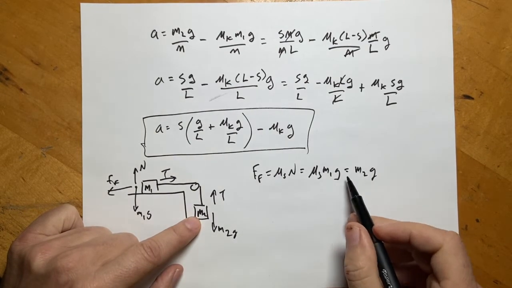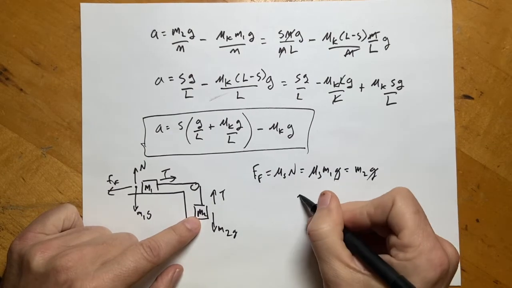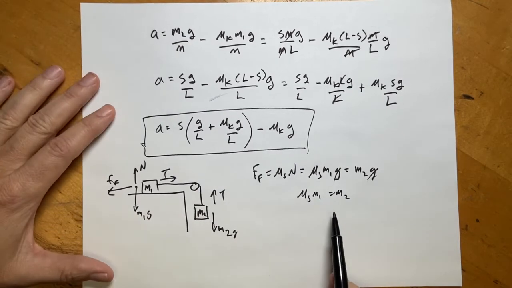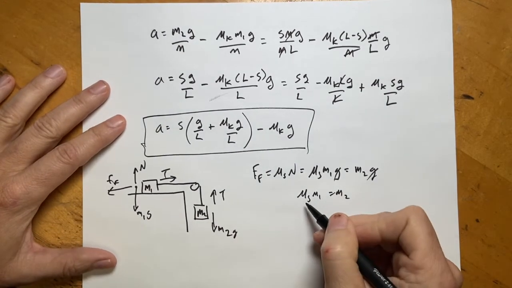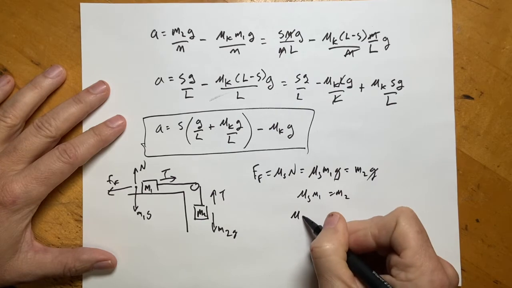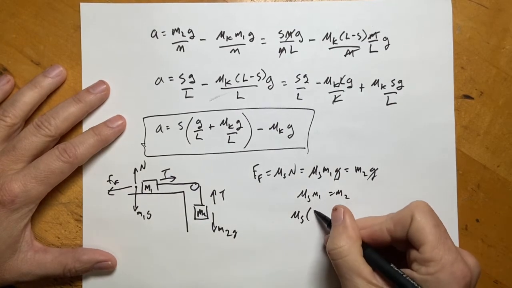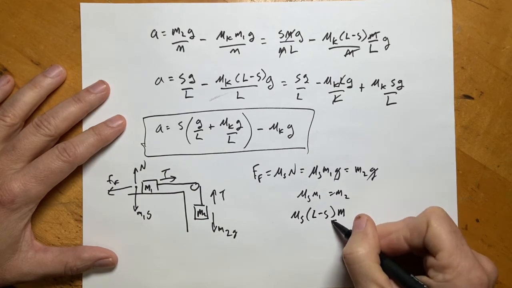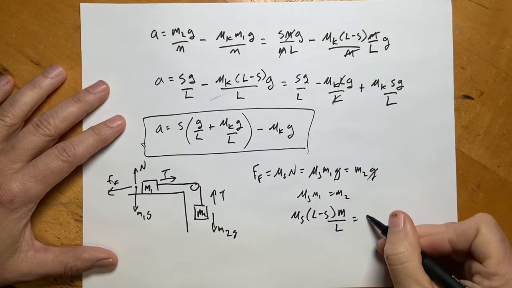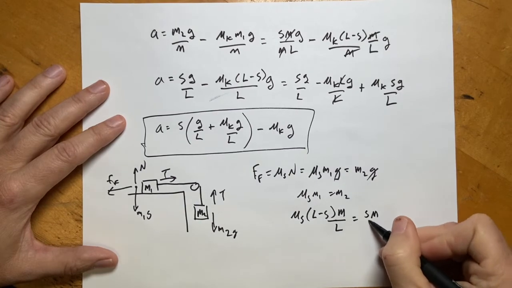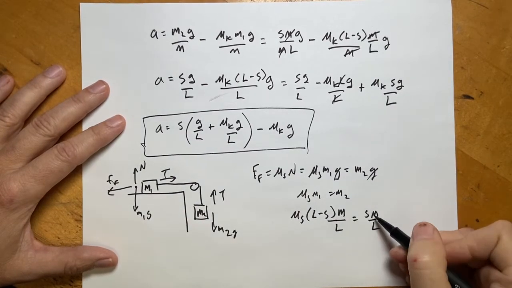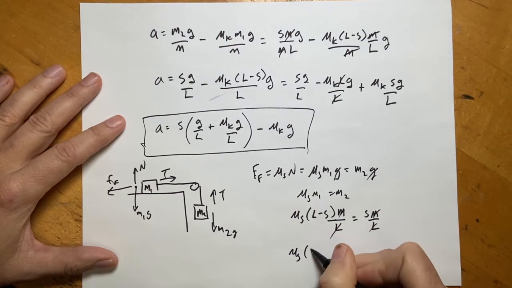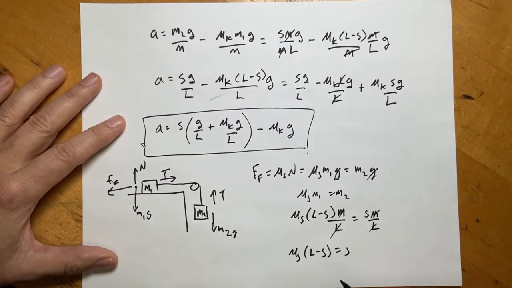So I can solve. The g's cancel, and I get mu s m1 equals m2. That's what's going to happen in order for it to slide. Now let me put in my values for m1 and m2. So I get mu s times (L minus S) times m over L equals S times m over L. And that cancels. So I get mu S times (L minus S) equals S.